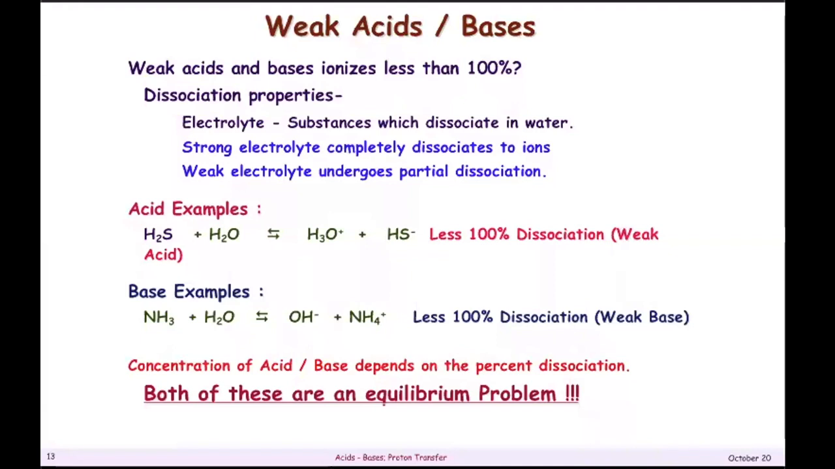They go 100% in terms of the chemistry. That's why you need to remember the strong acids. That way you will know what strategy to use. If it's a strong acid, you need to know you need to solve it via stoichiometry. If it's a weak acid, you know you need to solve it via equilibrium.